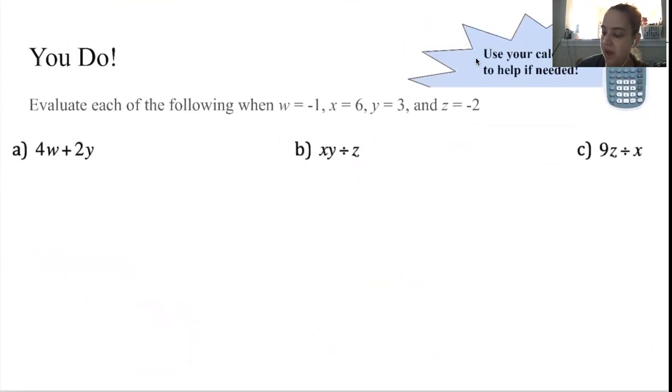All right, you guys go ahead and try these. Again, use your calculator. Oh, the y is equal to 3 this time. I wonder if that's what it was supposed to be last time. It probably was. Go ahead, try those 4 values.